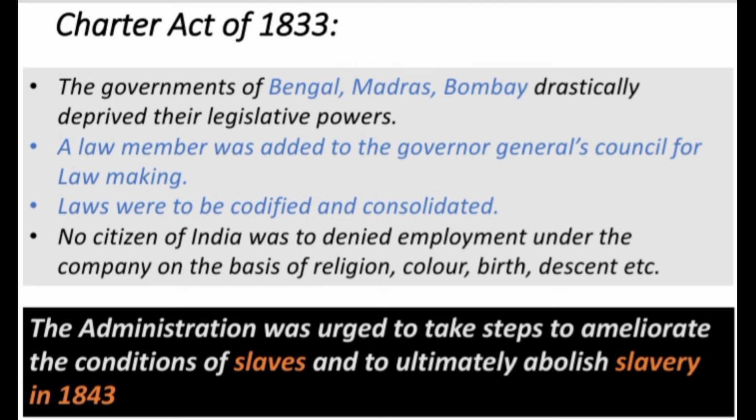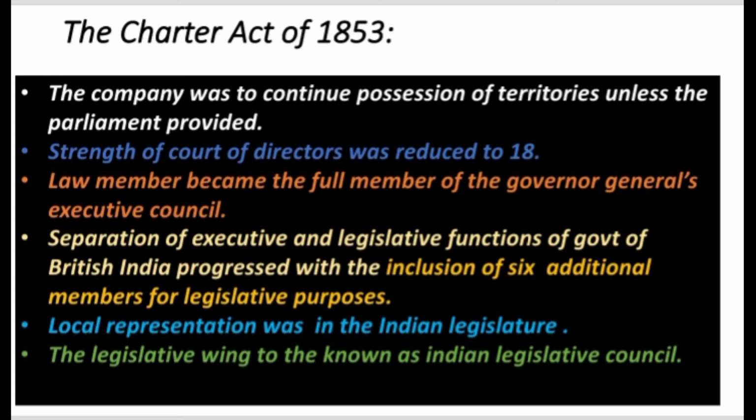After the Charter Act of 1833, the company was to continue possession of territories unless the Parliament provided otherwise, and the strength of the Court of Directors was reduced to 18. The company's patronage over the services was dissolved, and the services were now thrown open to competitive examinations. The law member became a full member of the Governor General's Executive Council, and the separation of executive and legislative functions of the government of British India progressed with the inclusion of 6 additional members for legislative purposes. Besides that, local representation was introduced in the Indian legislature, and this legislative wing came to be known as the Indian Legislative Council.